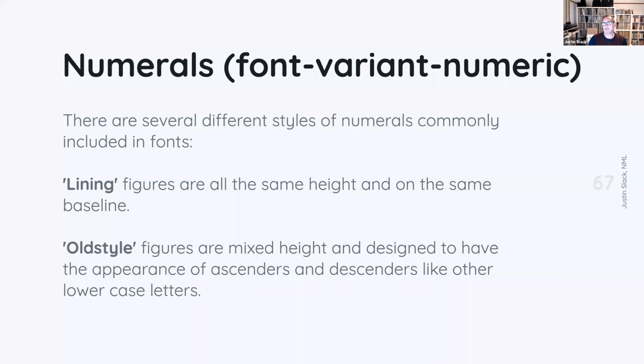Now, old style tends to be the default for most typefaces. So OpenType features become very, very useful if you need to present tabular data that contains a lot of numbers, because then you can turn on your font variant to use lining numbers. There's some other numeric OpenType features, but we won't go into all of those now.